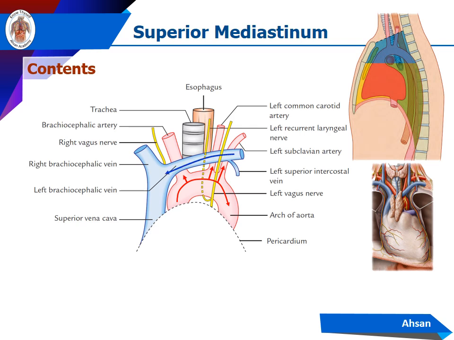Then this is the left brachiocephalic vein. This one is the right brachiocephalic vein. These two combine together to make the superior vena cava, which is in the superior mediastinum. Now this tube, the black arrow is showing, is the trachea, which descends from the neck, and this is the esophagus that lies behind the trachea and descends from the neck to the abdomen.